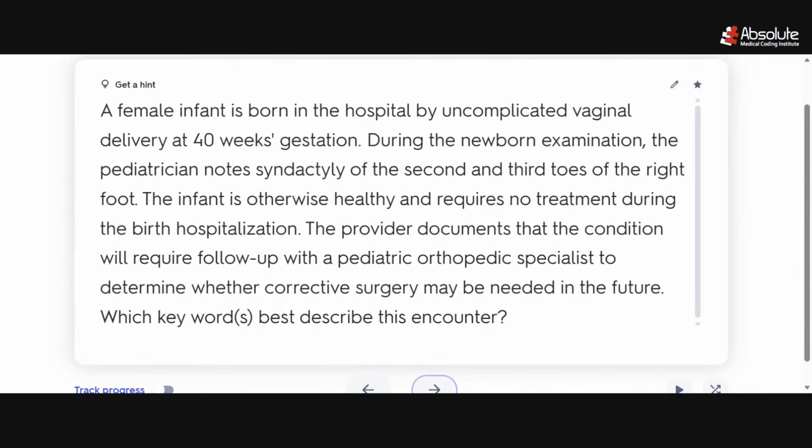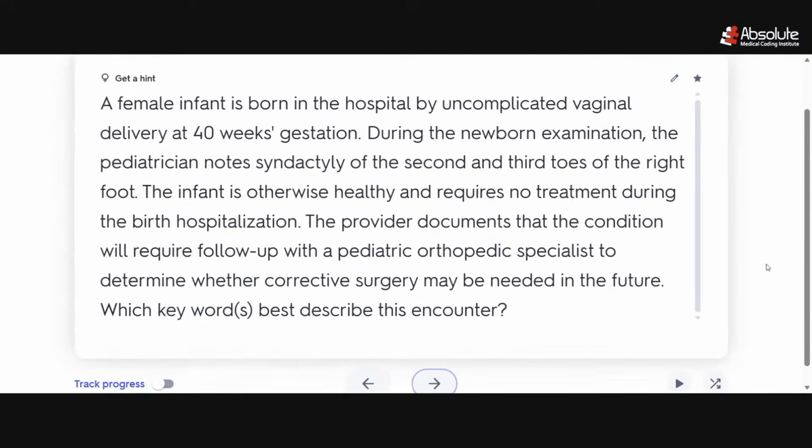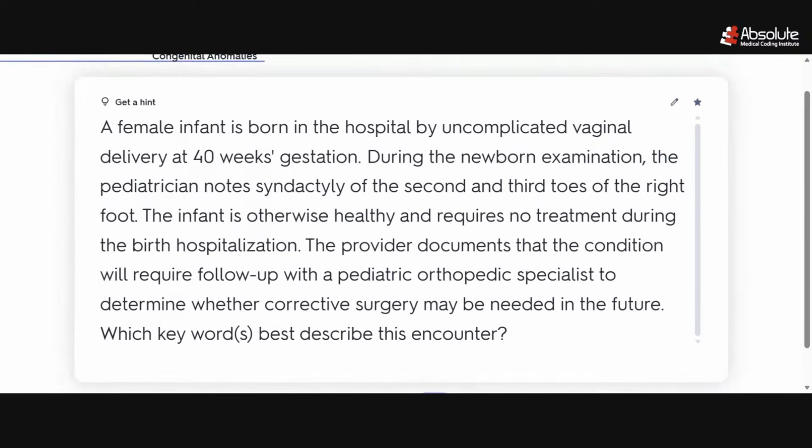Which keywords best describe this encounter? I know this is a long one, so there might be a lot of keywords. So let me know in the chat what we think they are. I'll give you guys about a minute and a half.